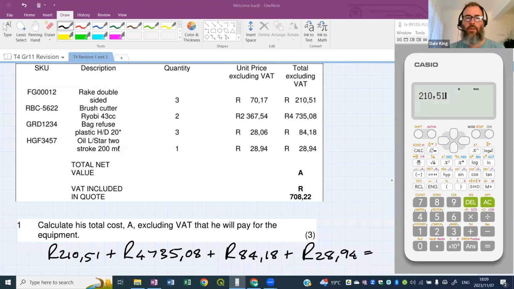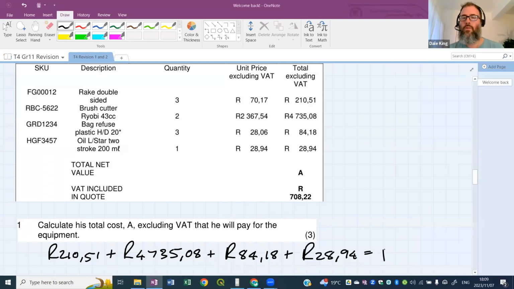So adding on 4735. What's going on here? Where's my calculator? There we go. 4735.08 plus 84.18 plus 28.94. Yes, nice and easy. 5058.71. All right. Nice and easy. Free marks in the bag. No worry, Keon. Don't stress.